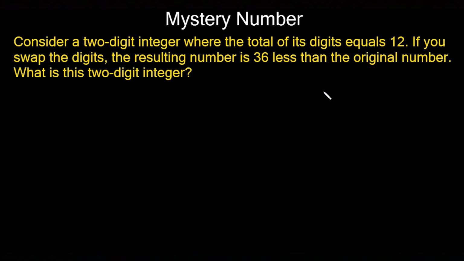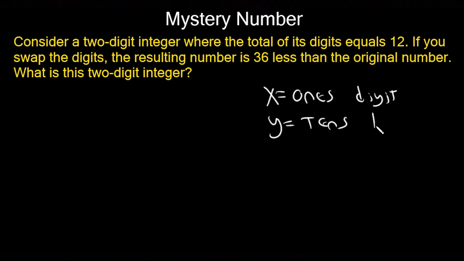So I'm going to end up setting up a system of equations here. And so what I'm going to say here, I'm going to say that x is equal to my ones digit. And I'll say that y is equal to my tens digit. All right. And again, it doesn't matter which one you call which, but I'm calling x my ones digit and y will be my tens digit. And so the first equation is going to be pretty straightforward. We know that when we add up the digits, it's going to be 12. So all I have to say here is x plus y will be equal to 12, okay?